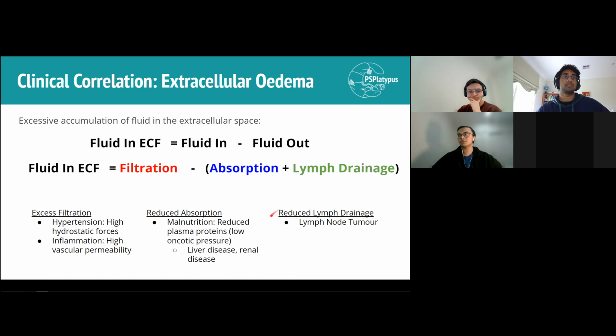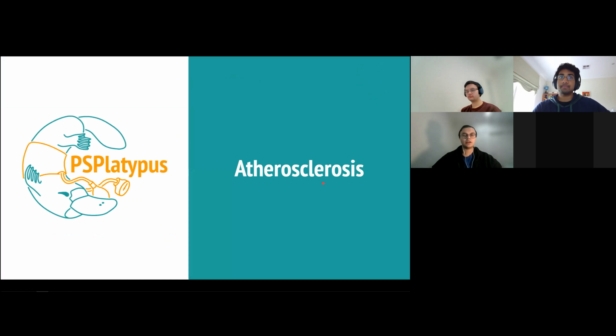And you also have this third aspect as well, which is if you have reduced lymphatic drainage, then you're not removing all the excess ECF. And as a result, that's going to result in buildup of fluid. And that can be something like a lymph node tumor, which is impairing drainage of the lymphatic system. So that's all you have to know. It's not that much for this section. And I'll pass you on to our next topic.